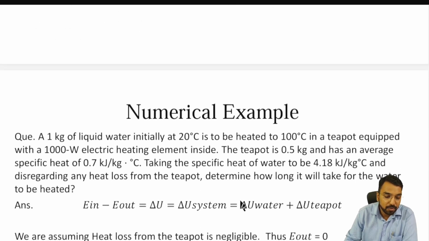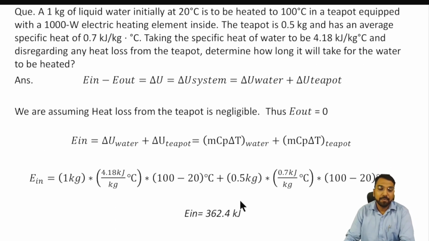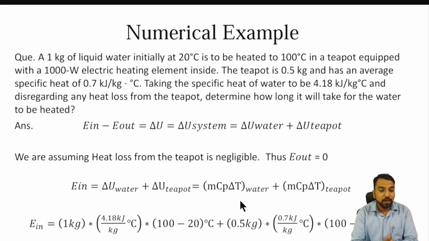So now a numerical. 1 kg of liquid water, initially at 20 degrees Celsius, is to be heated to 100 degrees Celsius in a teapot, and the teapot is equipped with a 1000 watt electrical heating element inside it.